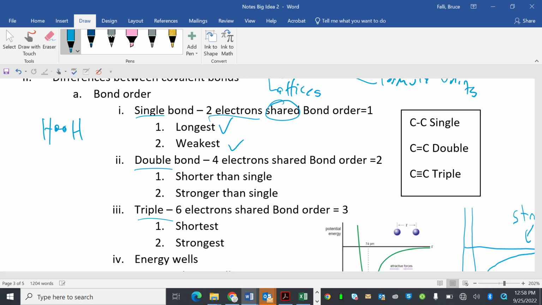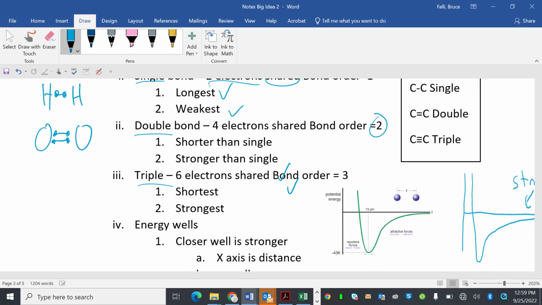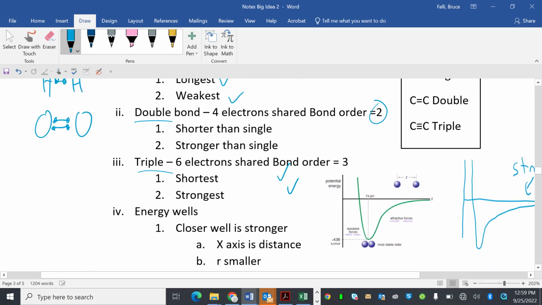A double bond. I know I'm given diatomic elements for all these, but that way I don't have to worry about other bonds. So notice how there's 4 electrons in a double bond. Its bond order is 2, double, bond order is 2. It's shorter and stronger. So I use the analogy if something is shorter, it's going to be stronger.